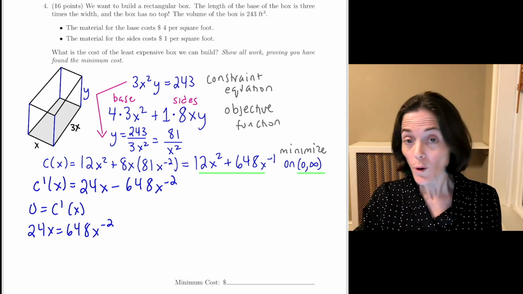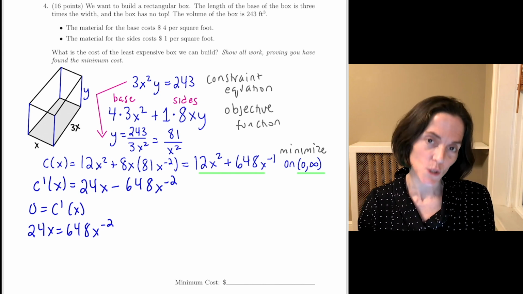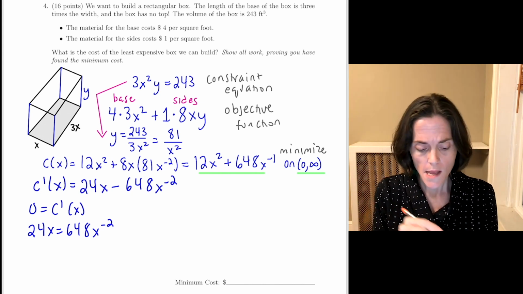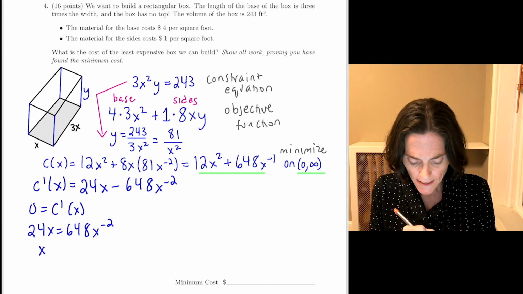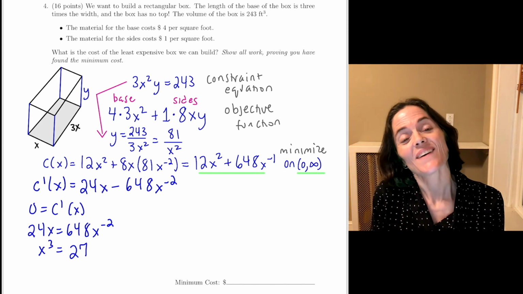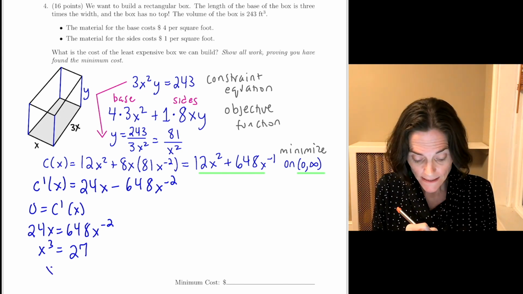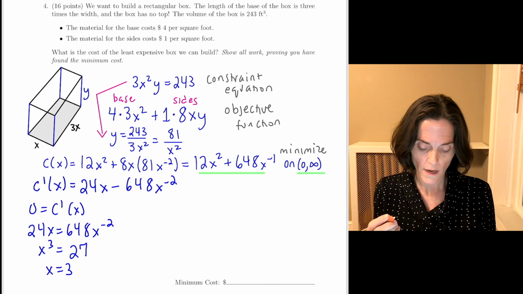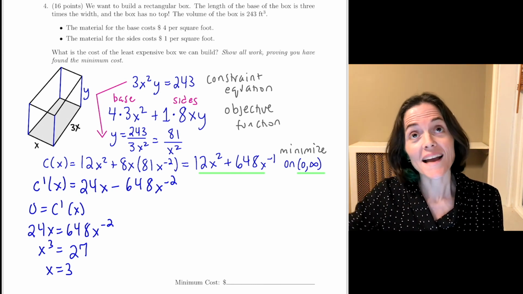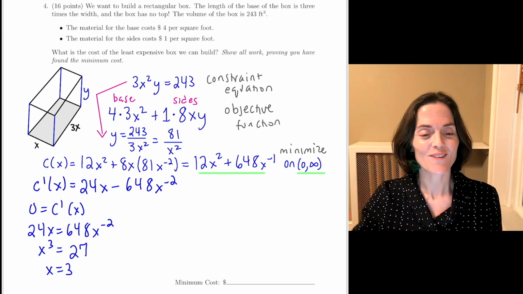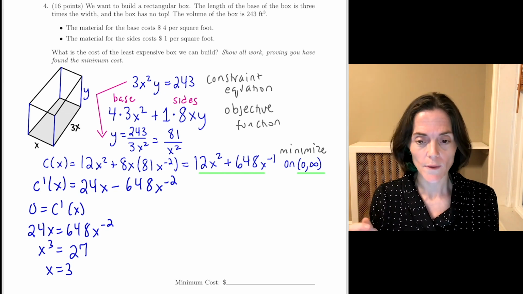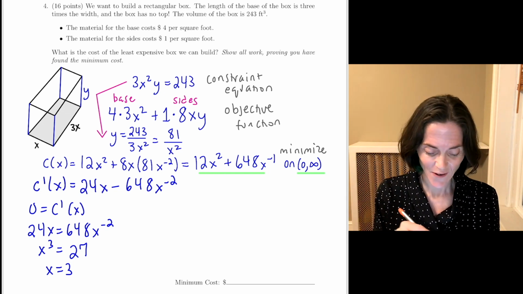At this point, I can multiply both sides of the equation by x squared. I can also divide both sides of the equation by 24. So I get on this side x cubed, and on this side I get 27. We can solve here. We have x is the cube root of 27, or 3. The nice thing is this is our only critical point. So we have one critical point on an open interval. We can use, say, second derivative test to make sure we have a minimum. Let's do this now.